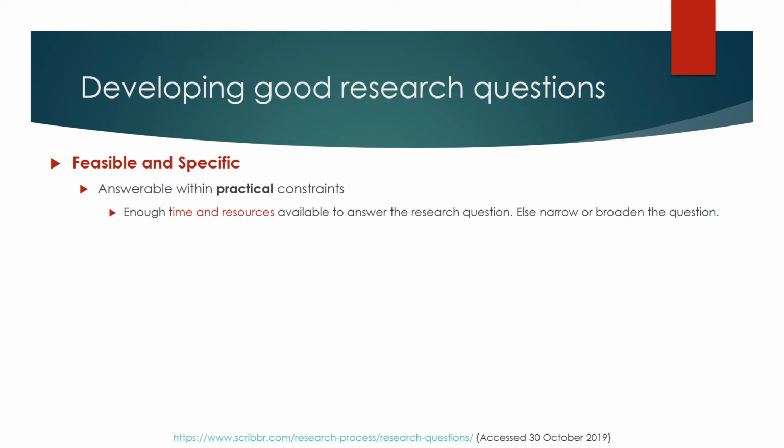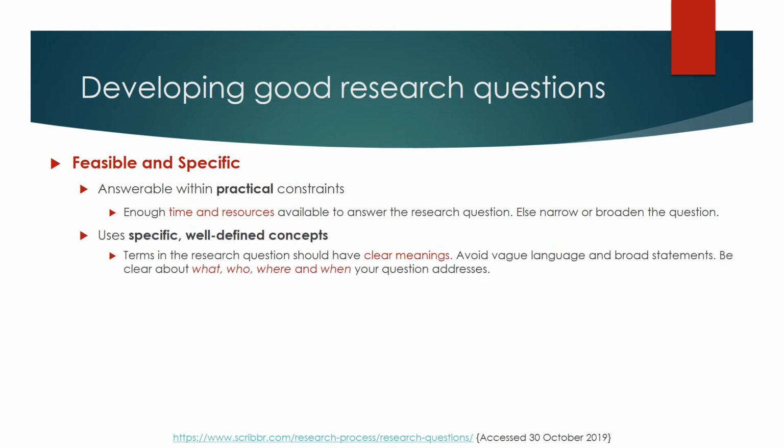So, to be feasible and specific, your question needs to be answerable within practical constraints. Again, enough time and resources should be available to answer your question. If not, you need to narrow or broaden your question. Feasible and specific research questions use well-defined concepts. Terms in the research question should have clear meanings. Avoid vague language and broad statements. Be clear about what, who, where, and when your question addresses.